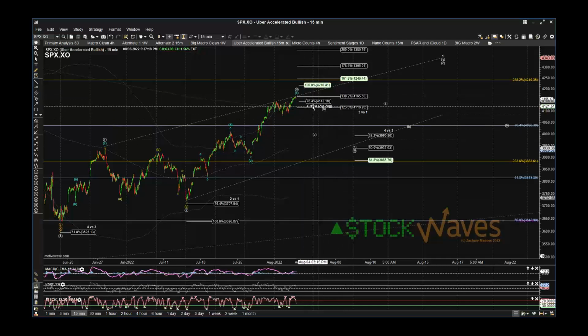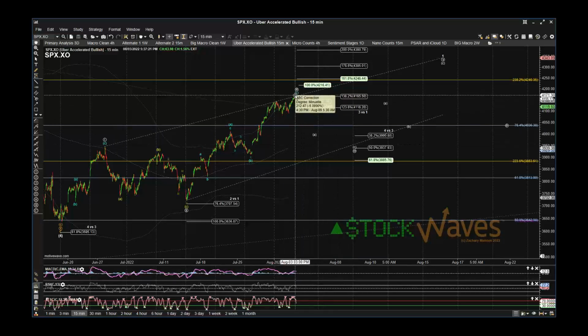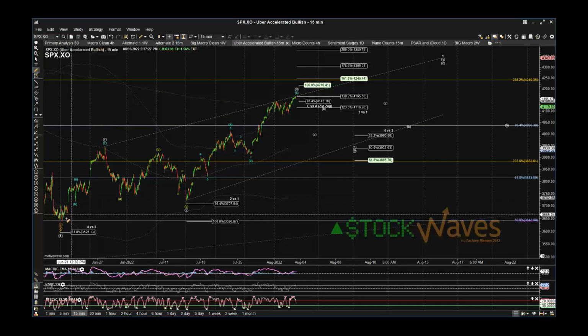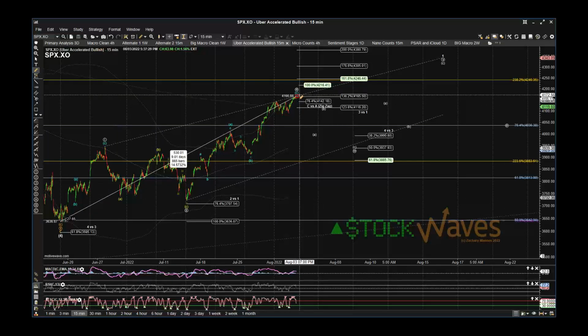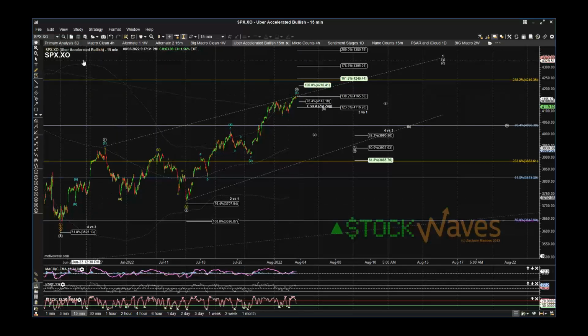But we are looking for a pretty significant drawdown. We're at some pretty significant fib resistance, and we've had some really nice movement off the low. Let's see, this is up 14.5%.